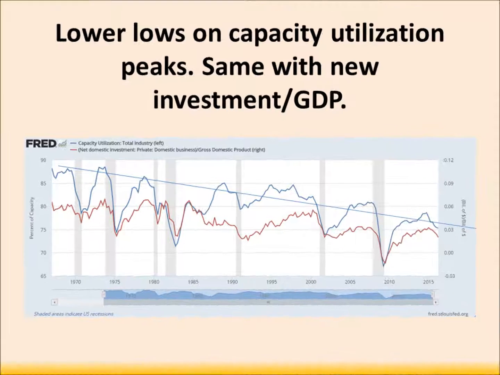The next observation is that we are seeing lower rates of capacity utilization. Capacity utilization has been trending down since the 1970s. The blue line shows capacity utilization. Each of the peaks is lower than the previous peak, and the red line shows that new investment as a percent of GDP tracks that pretty well. So we are just not utilizing the assets to their full potential, and there is no need for new investment.